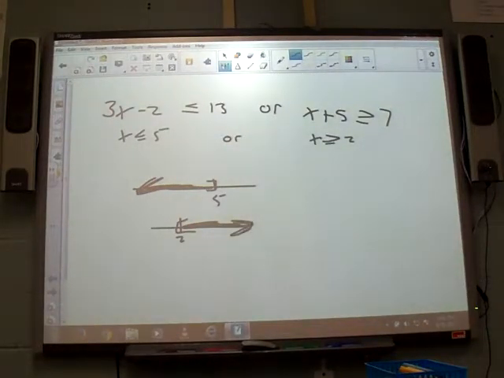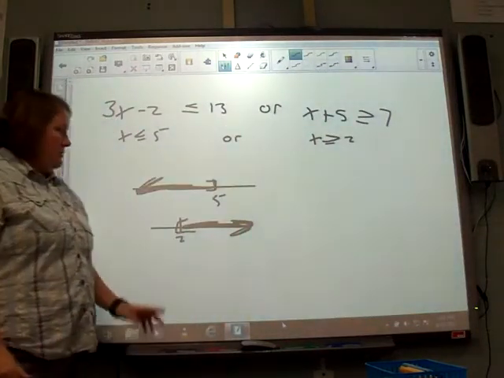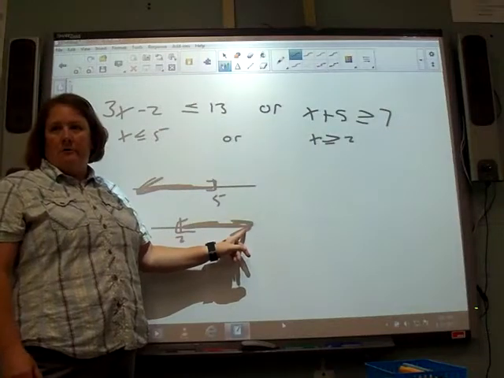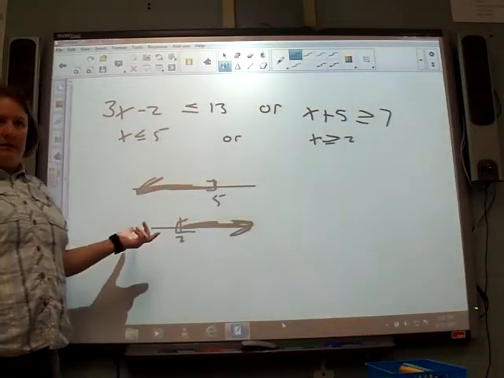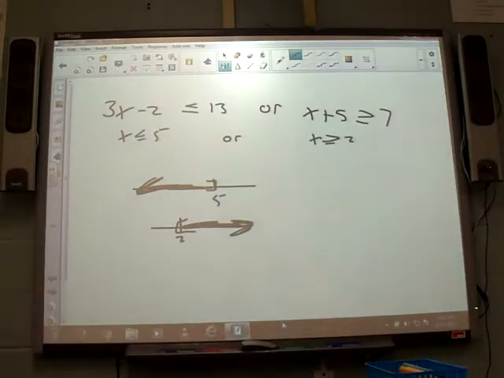Now, if this had been an intersection problem, an and problem, I would only put on my answer that part where they overlap. I would only have that shaded, right? But it's an or. So I can be way over here, or I can be way over here. So what's going to be shaded on my number line? Most of y'all had it. Everything. Very good. So on my number line, I'm going to shade everything.